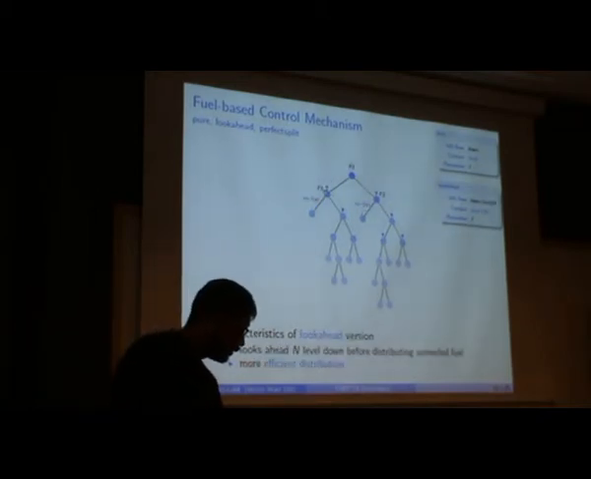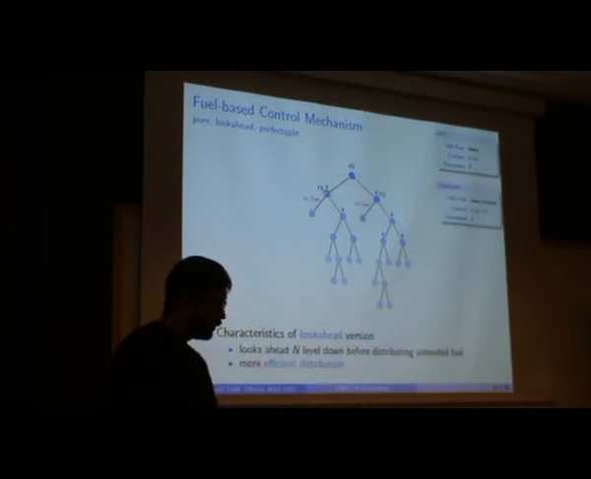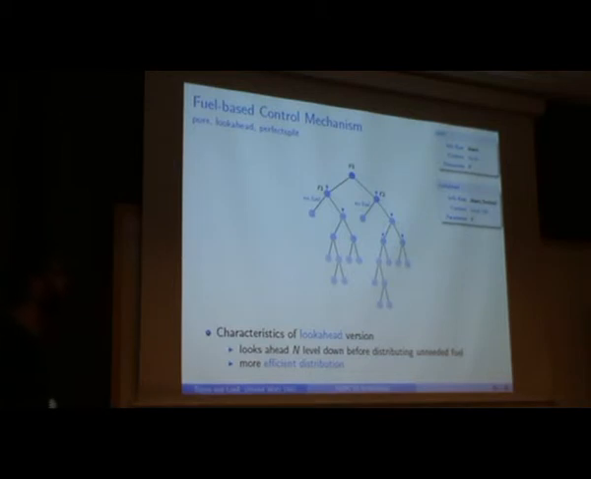So in order to fix this one, we have a different variant, which is called look ahead. Basically this version looks ahead a level down at each node to establish if there is enough computation before giving any fuel at all to that particular path in the tree. So this version is more efficient.